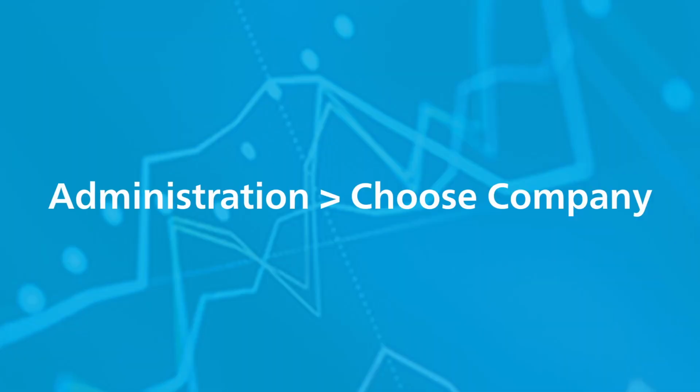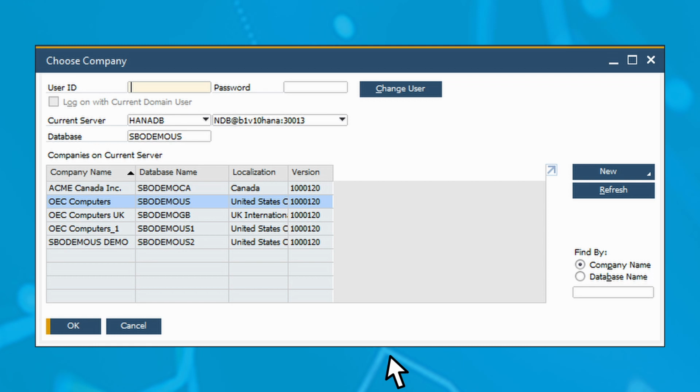To change the company database, simply navigate to the main menu Administration, choose Company. Click on Choose Company, and the Choose Company screen will appear. Notice that the company you're currently logged into is highlighted in the Companies on Current Server table.